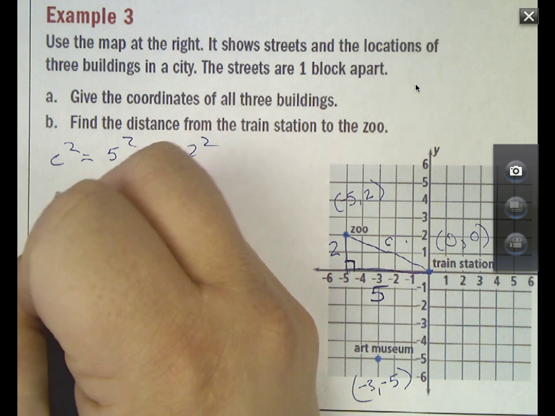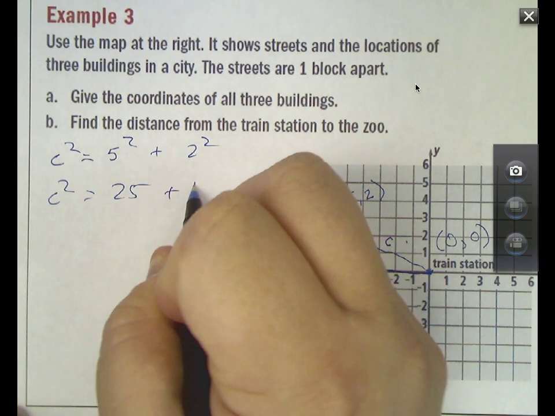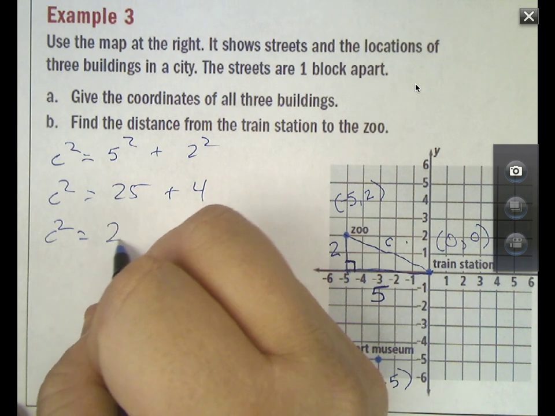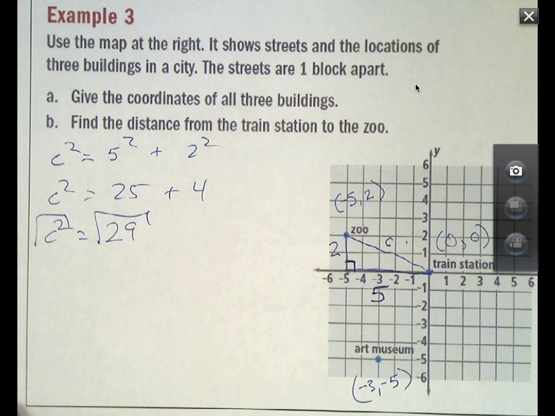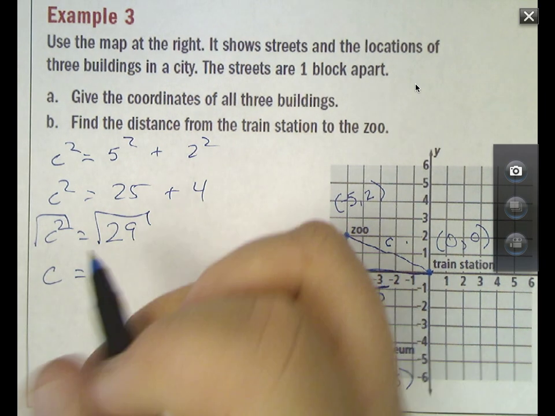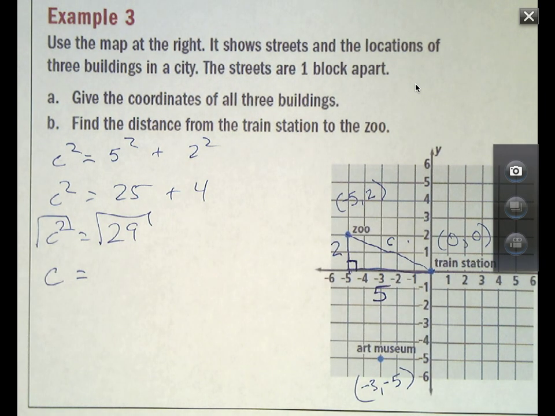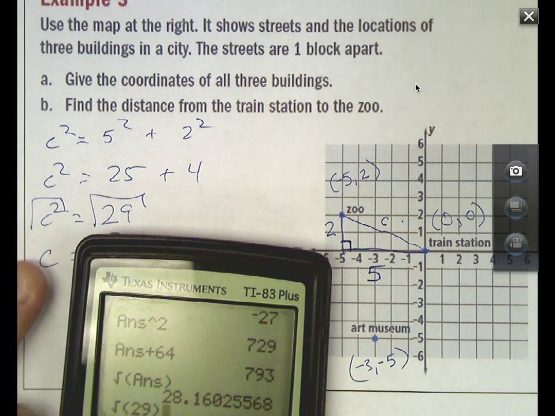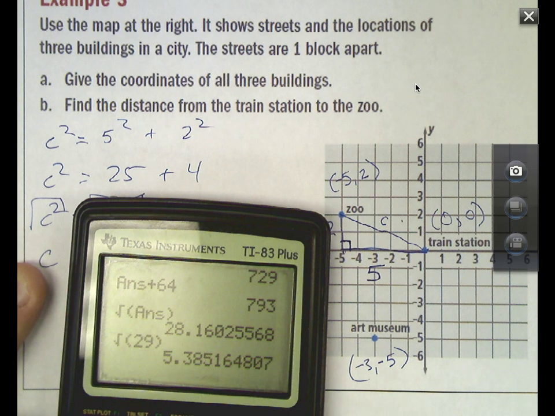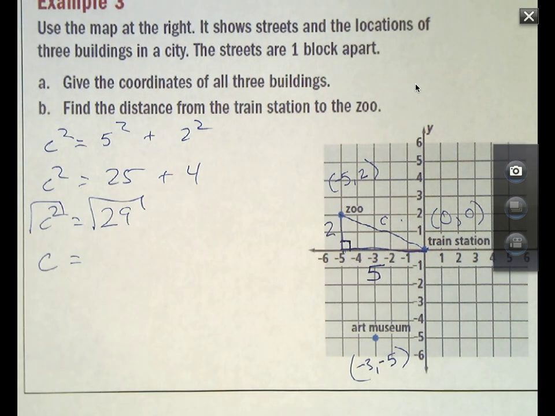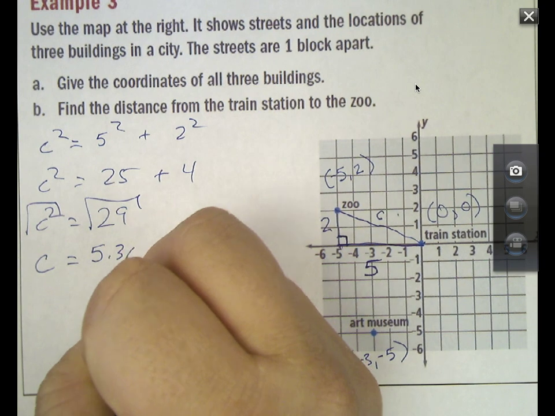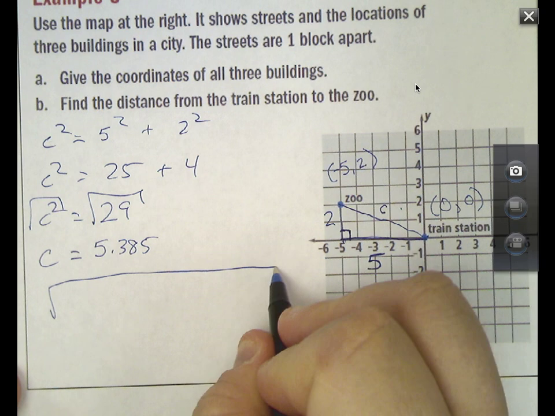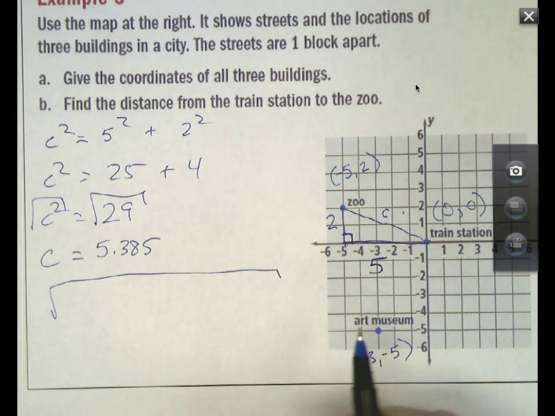So, C squared equals 5 squared plus 2 squared. C squared equals 25 plus 4. C squared equals 29. So C is the square root of 29. So C equals, if we go out to 3 decimal places, the square root of 29 is 5.385. 5.385. What if I did it the other way?